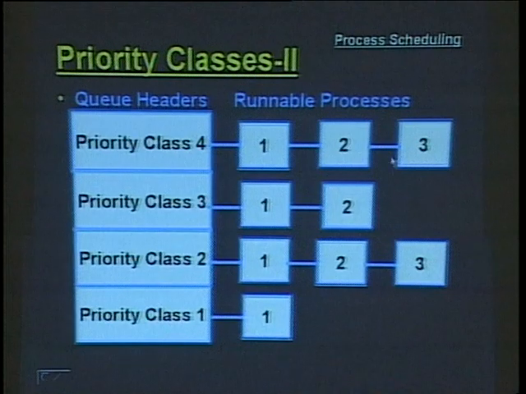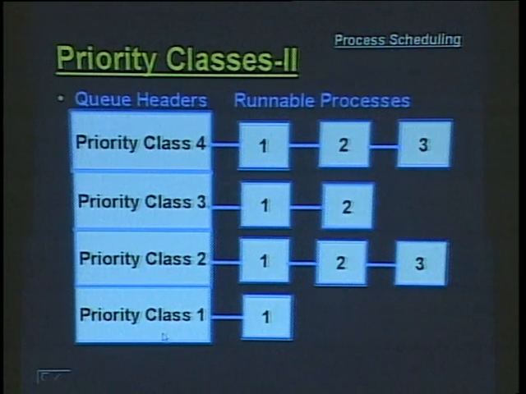Once the processor is finished with this priority class 4, the processor moves to priority class 3 and starts serving the processes 1, 2. Let's say we have only 2 processes here. Once the processor is done with this priority class 3, the processor comes to priority class 2 and starts serving it, and so on, it comes to priority class 1.